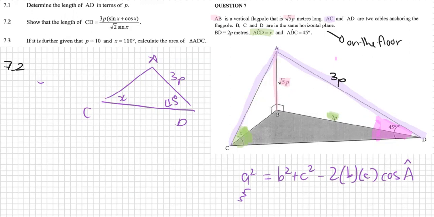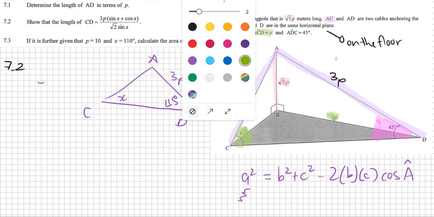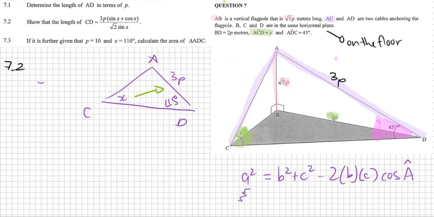Okay, so let's look at what we have. I think I'll just take a different color. So we have this angle x opposite the side 3p, and we have this angle 45 opposite some other unknown side length. And neither of those have CD in them. So what I would do is try and find one that has the unknown CD, and that would be this angle A.